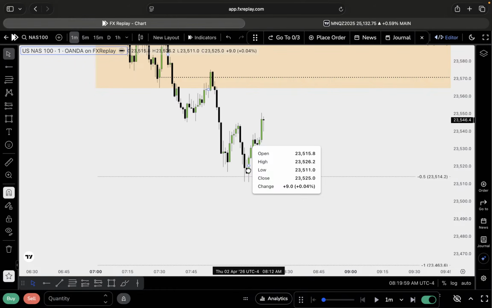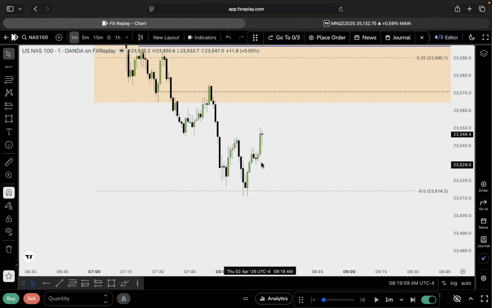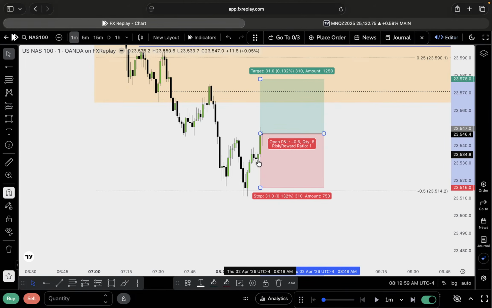So this is the low, 25,511 to 25,11.2. Yeah, so we did push a little lower there. But yeah, this is the close. So you can either wait for the fair value gap or get in on the close. I'm going to do it on the close right here.